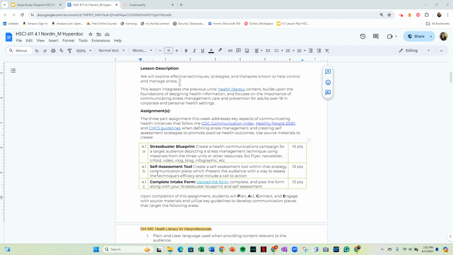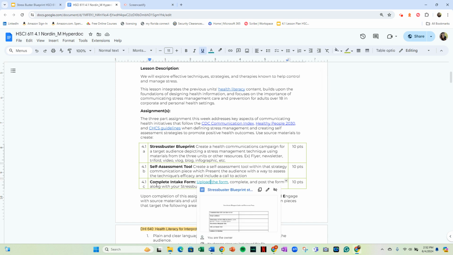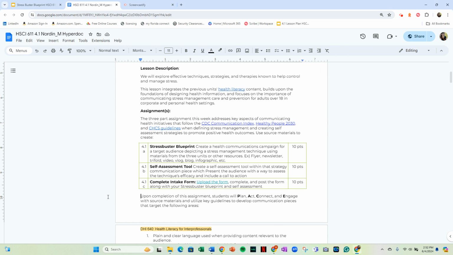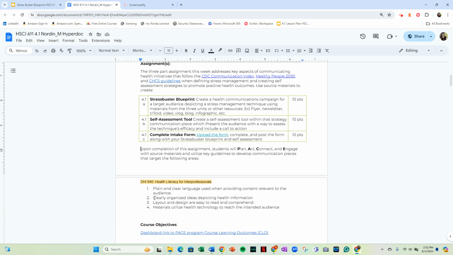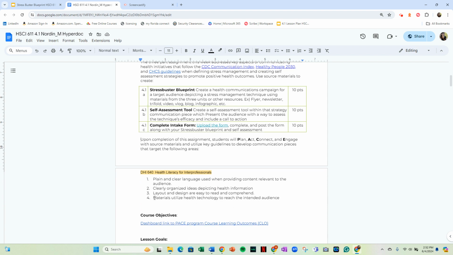And to add to that is a self assessment tool. There are some examples as well in the unit strategies. Creating a tool is important for the audience to understand the efficacy and call to action for the strategy you create. And finally, there is an intake form that you'll be uploading. It's right here. You'll be completing that to share with your classmates some of the background understanding of how you created your Stressbuster blueprint and self assessment.